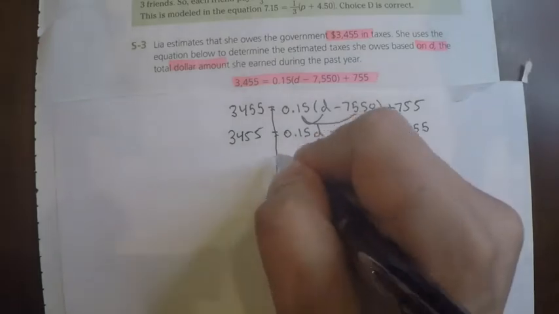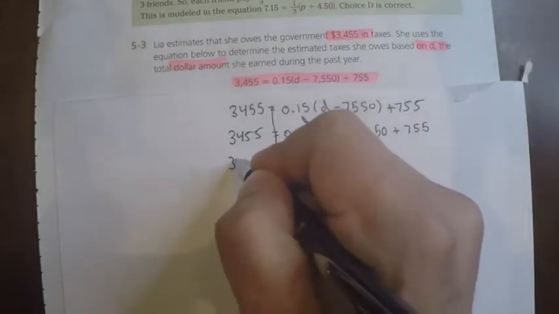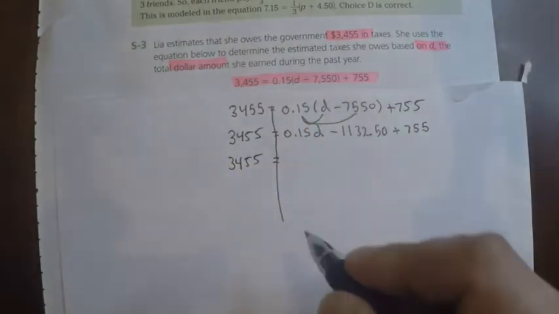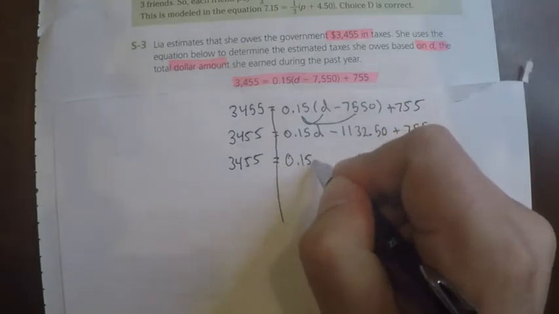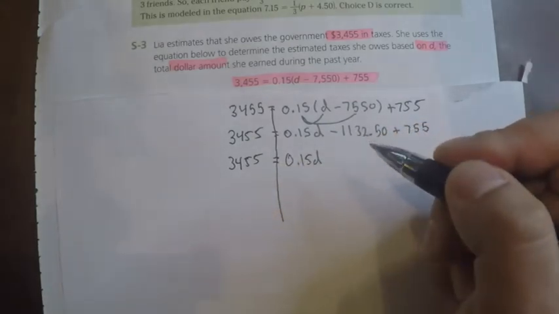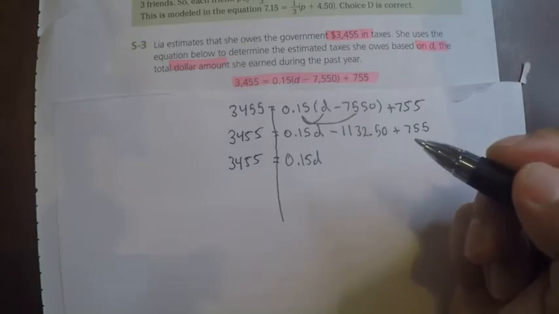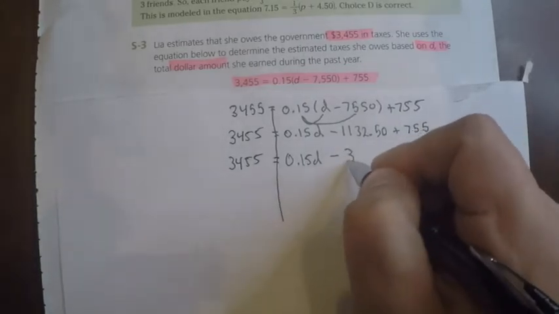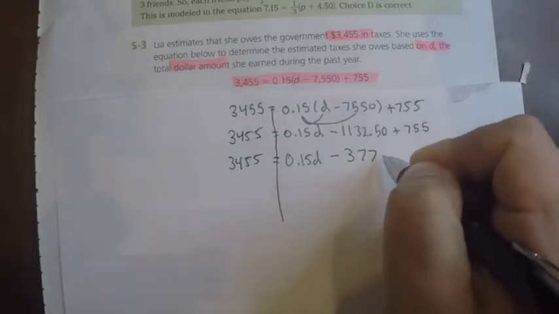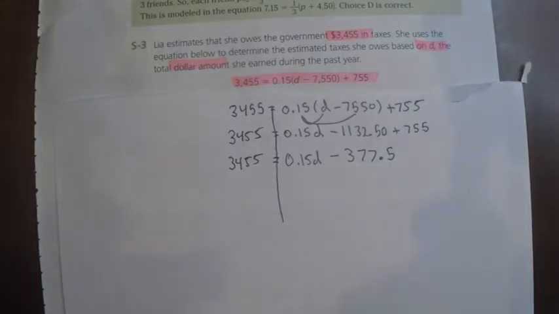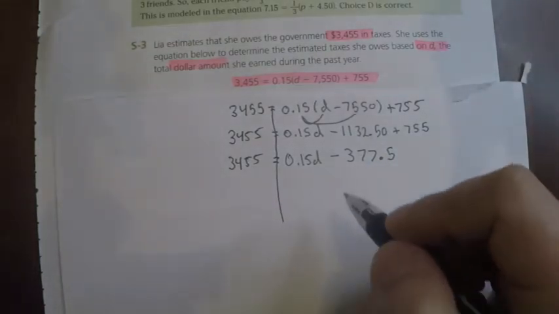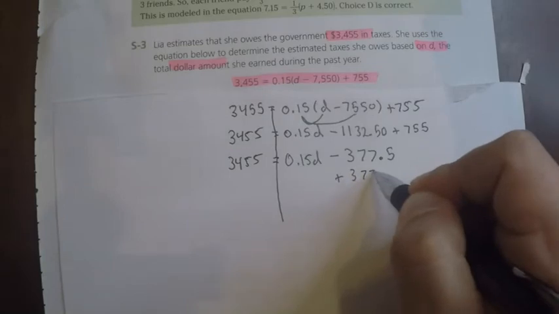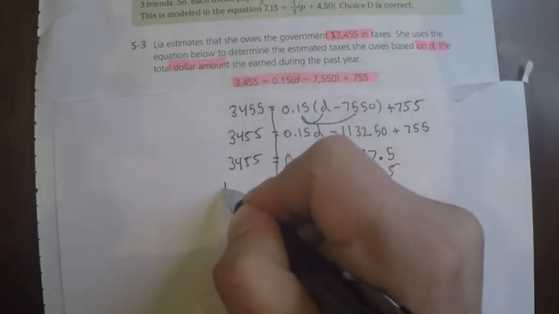Then we can collect our like terms on our right side, so we can add negative 1,132.50 plus 755. And first we'll bring down our left side. We still have our 0.15d. And then minus 1,132.50 plus 755, we'll get that that is equal to minus 377.5. Now we want to get d by itself, so we'll add 377.5 to both sides.